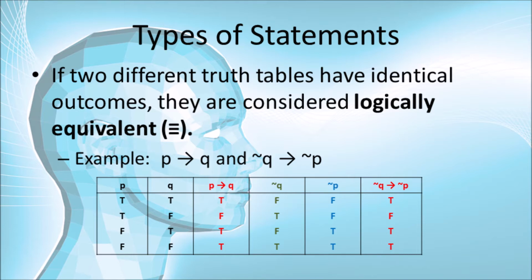So I have if P then Q, the final outcome of that is true, false, true, true. And then I have if not Q, then not P. When I work that out, I get an outcome of true, false, true, true. Notice that the two columns in red have the exact same truth values in the exact same order. Therefore, this would be considered a tautology.